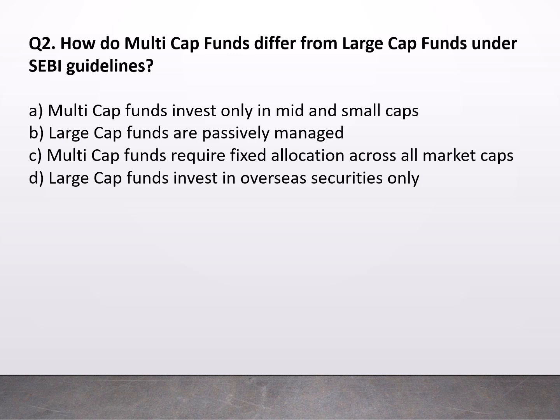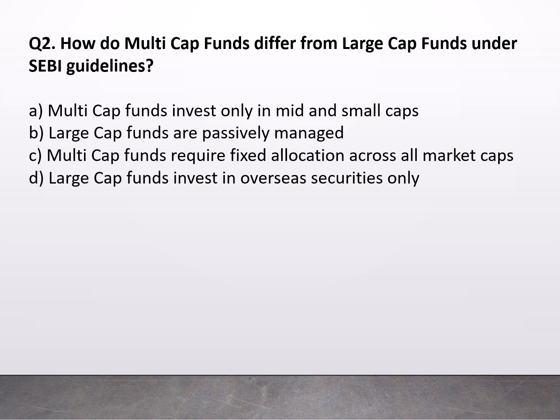How do multi-cap funds differ from large-cap funds under SEBI guidelines? Option A. Multi-cap funds invest only in mid and small caps. Option B. Large-cap funds are passively managed. Option C. Multi-cap funds require fixed allocation across all market caps. And option D. Large-cap funds invest in overseas securities only.